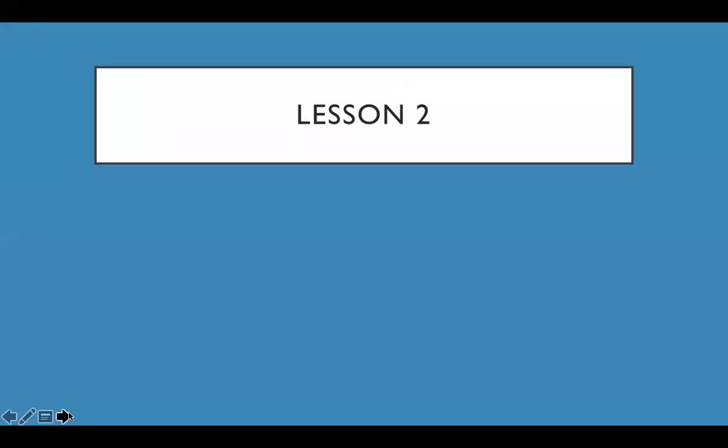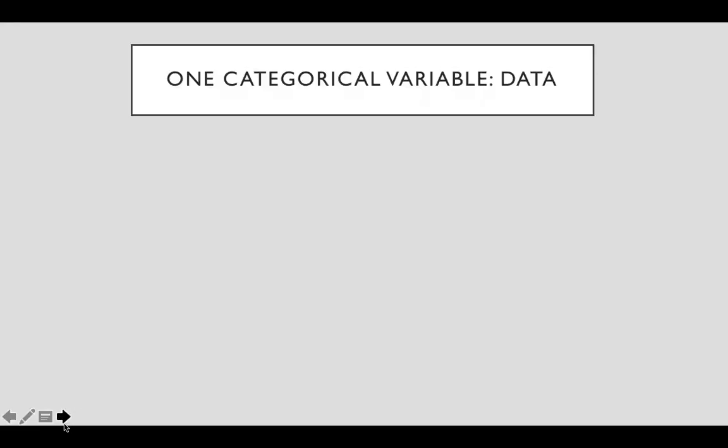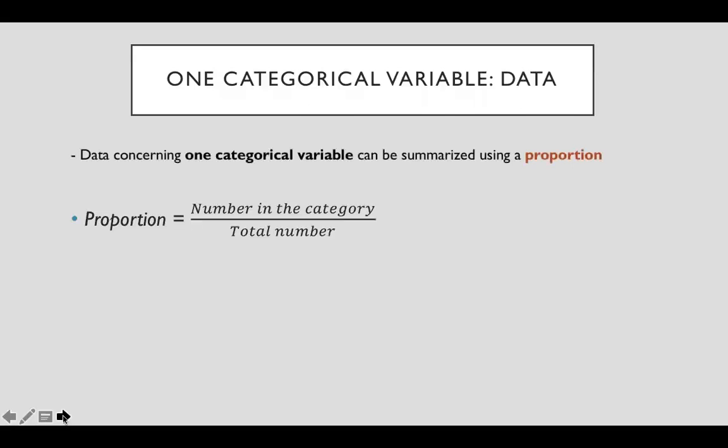All right, we're moving on to lesson 2. So we're going to start with one categorical variable. Data concerning one categorical variable is summarized using a proportion. So you definitely know what a proportion is by now. A proportion is the number in the category divided by the total number.